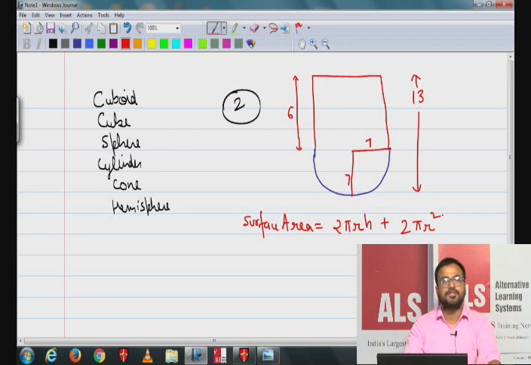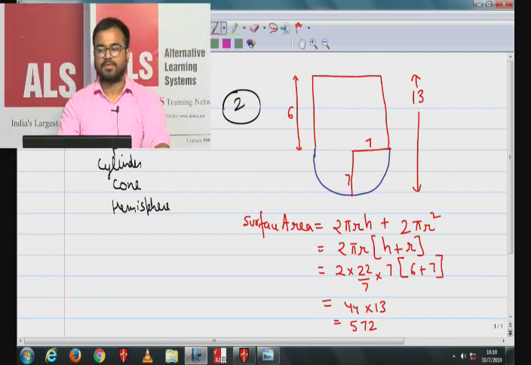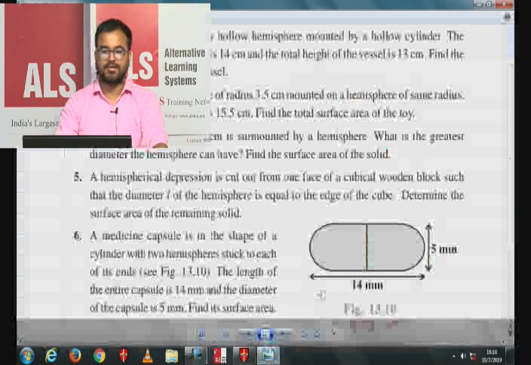Only in this formula we have to substitute the values. Now before substituting, try to simplify this expression. In this expression, you can take 2 pi r as common. When you take 2 pi r as common, you will be left with h plus r in the bracket. Right? Now you can substitute the values. Radius is 7, h plus r, and h is the height of this cylinder. So it is 6 plus radius 7. So this is 44 into 13, which is 572. Yes, correct. Okay.